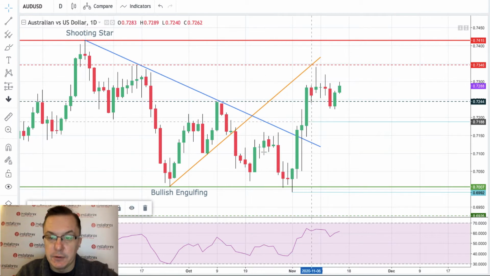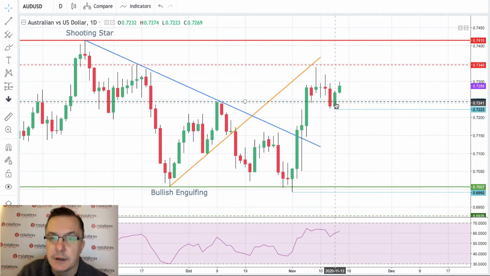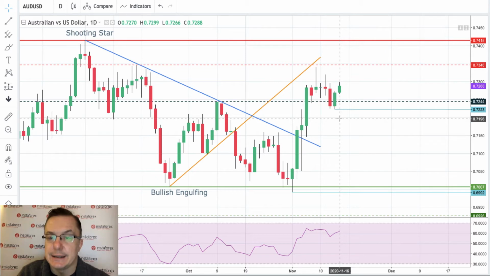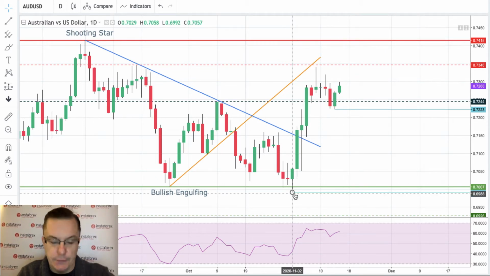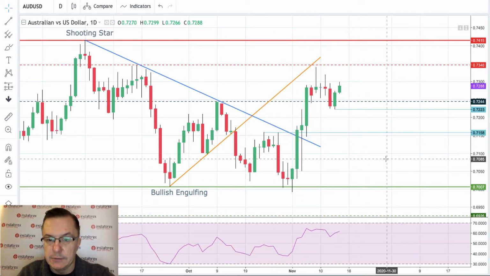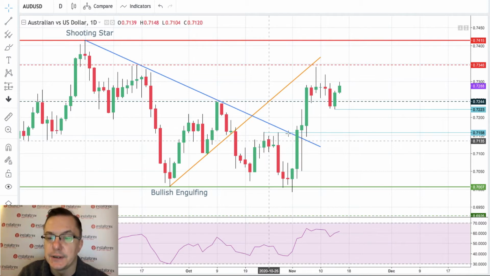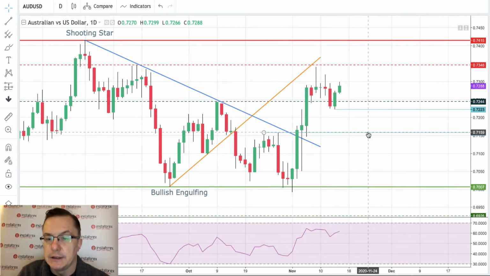The technical support will be the lows of the Friday close, Friday lows, sorry. This is the Friday candle, so the low will be 7,223, and that's the intraday support for this market. And we can put one more support, around the level of 7,159, in case of a deeper pullback.